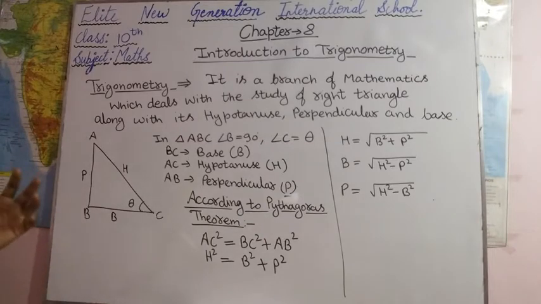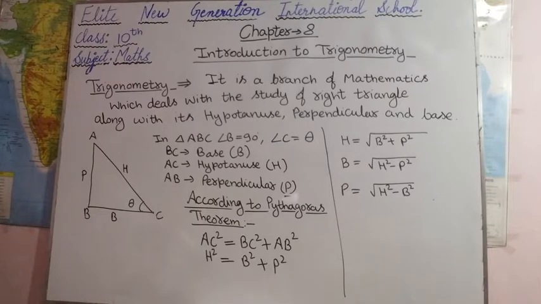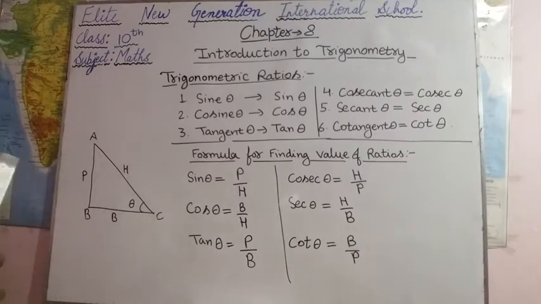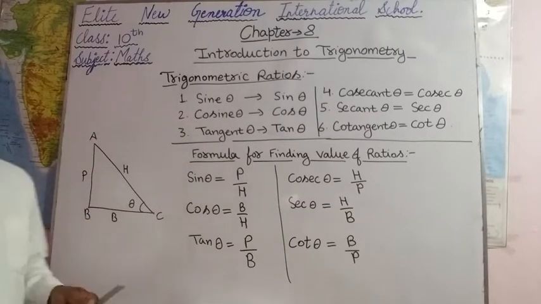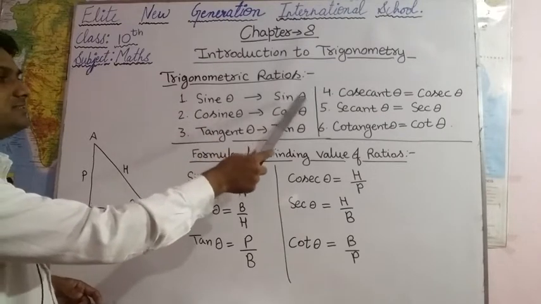After this we will discuss the different ratios of trigonometry, or trigonometric ratios. So now we will discuss trigonometric ratios. So here these are the trigonometric ratios. First is sine theta. In short we call it sin theta.